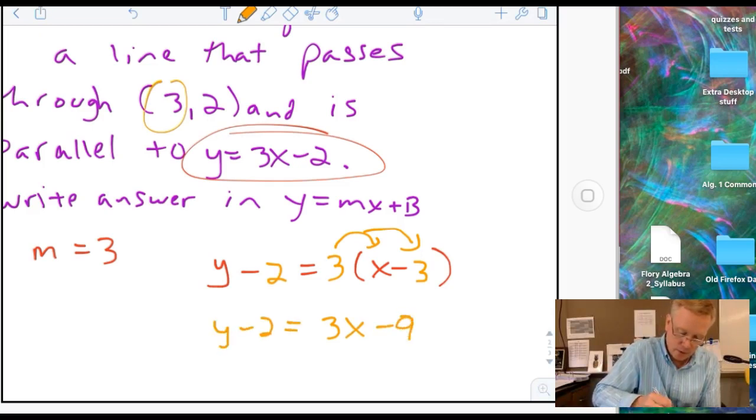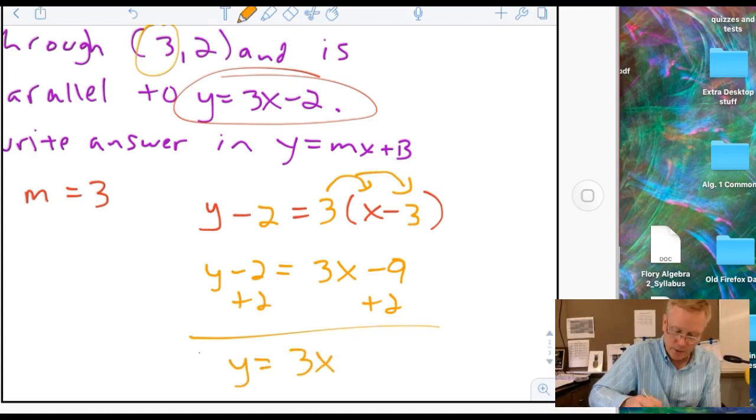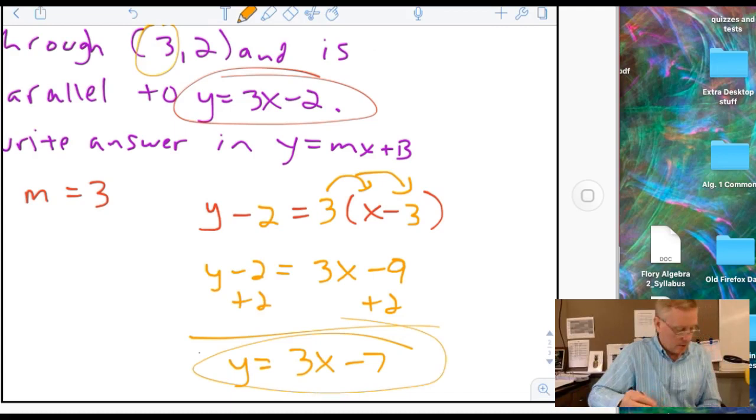And then get the y alone. I'm going to add 2 to both sides. And I get 11 over there. Y equals 3x. Oh, no, I don't get 11. I get minus 7. And that's the answer.